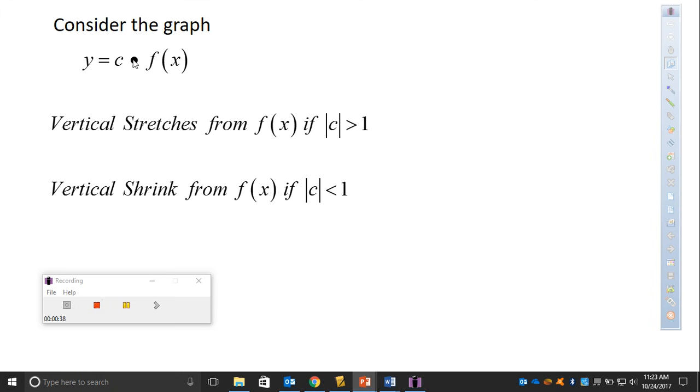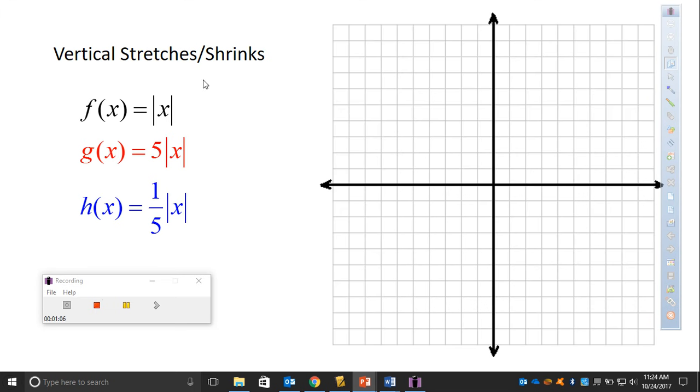So if we have y equals c times f of x, where f of x is the function, like we talked about yesterday, the location is key. This c, I'm going to say, is on the outside. When the absolute value of c is greater than 1, it's going to be considered a vertical stretch. When the absolute value of c is less than 1, in fractions, it's going to be a vertical shrink. So again, these are the outside that we're talking about here. So here are the three functions that we're going to look at.